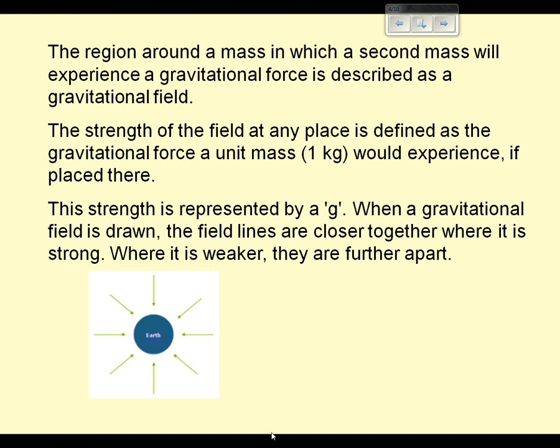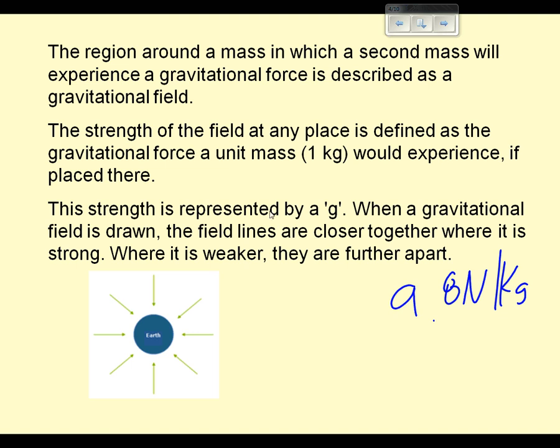a unit mass experiences. We use 1 kilogram as the standard mass. The strength of the field is how much force 1 kilogram would experience. On Earth, it's 9.8. 9.8 what? 9.8 newtons per kilo, right? It's 1 kilogram, it would receive 9.8 newtons. That is the gravitational field strength of the Earth. This field strength is represented by a small g.